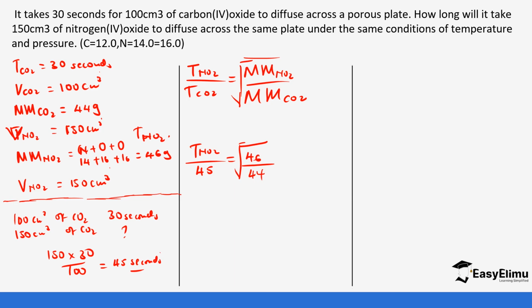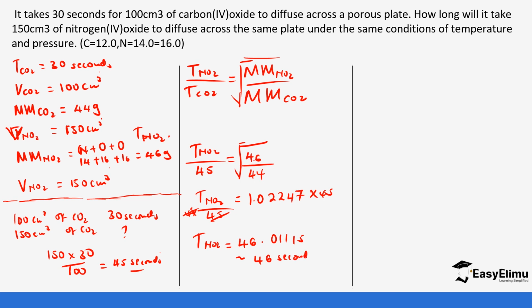So time of nitrogen over 45, equals the square root of 46 divided by 44, which is 1.02247. So if you want to be left with the time for nitrogen oxide, you multiply by 45 on this other side. So this will give us the time for nitrogen oxide as 1.02247 times 45, which will be 46.01115, which is basically 46 seconds.